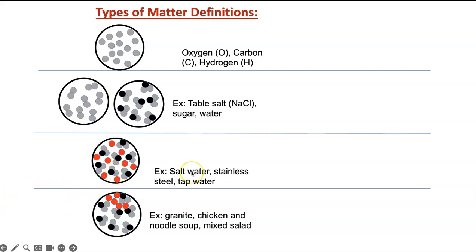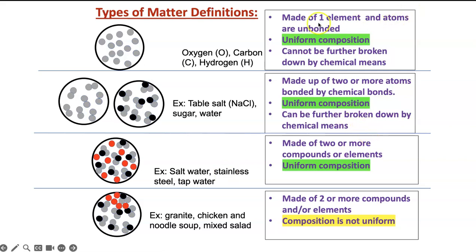this one, you have salt water, you have the same type of molecule and the same type of red atom evenly dispersed everywhere. And examples of this would be salt water, stainless steel, tap water from our previous examples. And here's finally an example of a heterogeneous mixture, showing the red dots combined together close in one place and the molecule with the three atoms everywhere else. So it's not even as you look. Examples: granite, chicken noodle soup and mixed salad.